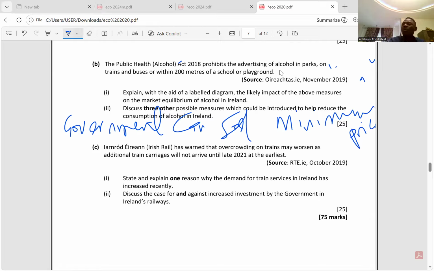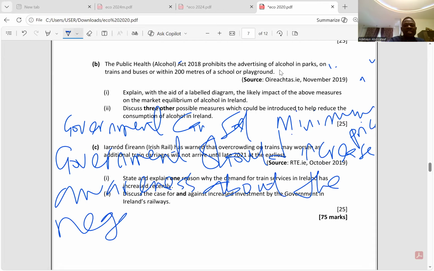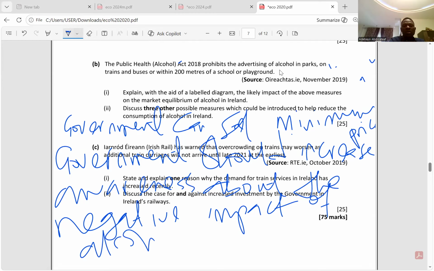2, government can increase awareness about it. Government should increase awareness about the negative impacts of alcohol on health. So these are the 2 ways in which government can reduce the consumption of alcohol in Ireland. I think that is clear. So we'll move on, right?